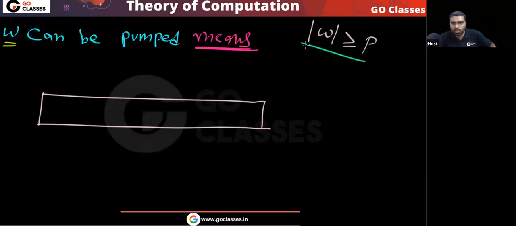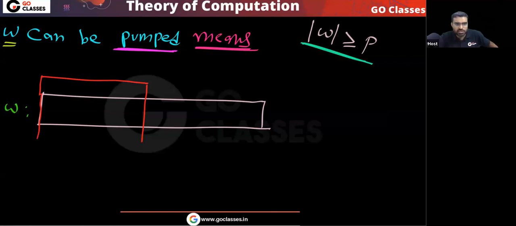So you can notice the length of W is greater than or equal to P. The length can be anything, it can be very big. For example, maybe P can be 5 and the length of W can be 100. Now, what does pumped mean? This means that, because the length is greater than or equal to P, these will be the first P symbols. This is your string W, and this will be the beginning area, the initial P symbols.